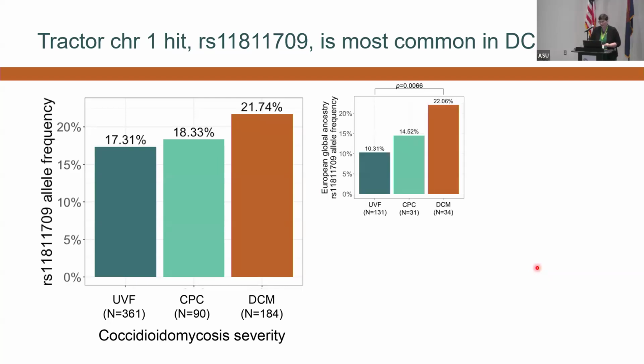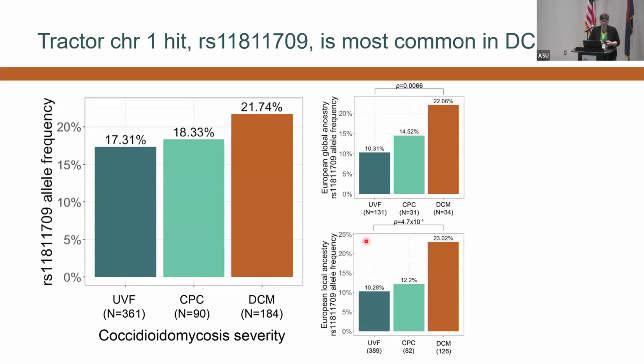So if we break it down by global ancestry, I'm just showing you European ancestry, you can see that this association is a lot stronger. We've got a significant p-value of the difference in allele frequency between individuals who have dissemination and who have uncomplicated disease in this European group. And then if you look at the local ancestry, so now we're looking at the number of alleles. So there are 126 alleles that came from disseminated patients that also had European local ancestry. Then you see an even stronger association between allele frequency and whether or not someone has dissemination.